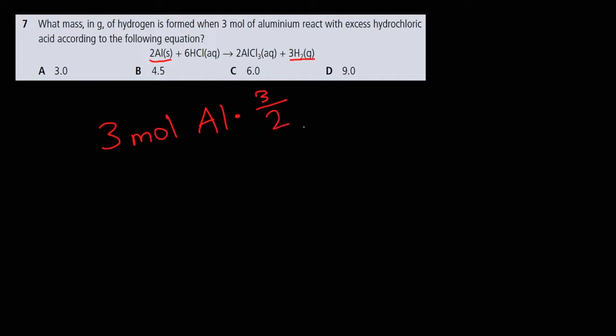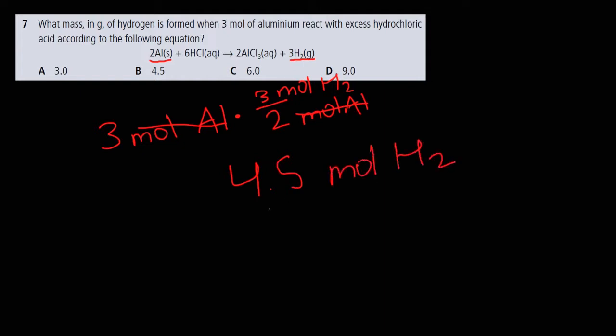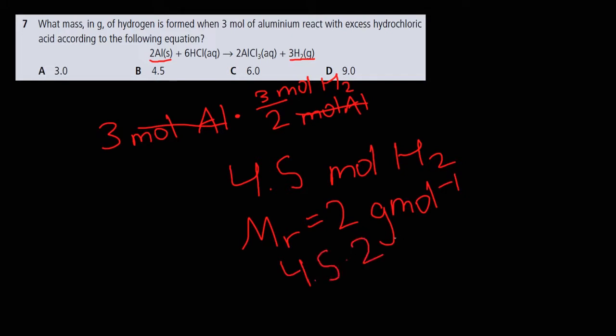So what we'll end up with is, make this a little easier to see, 3 moles of Al times 3 moles of H2 over 2 moles of Al, those units cancel, and we'll end up with 4.5 moles of H2. Now, the molar mass of H2 is about 2 grams per mole. So 4.5 times 2 equals 9 grams. And then we have our answer.